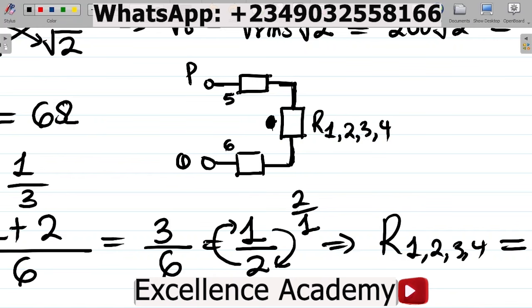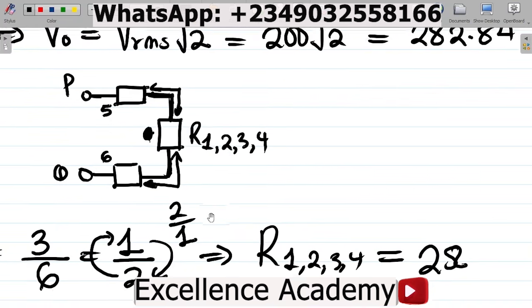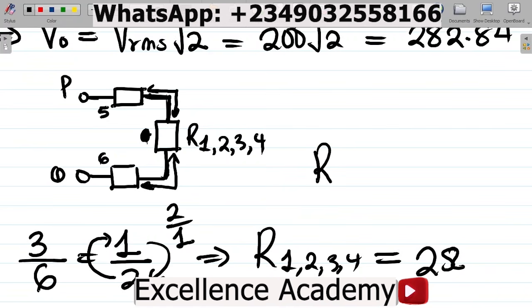Look at this. It's in series with R5, and also in series with R6, as you can see here. So since they are in series, we can combine them. If I combine them, you can see that nothing is left. So I'll have R total, or R equivalent. We call it RE, that's R equivalent, or RT, R total.